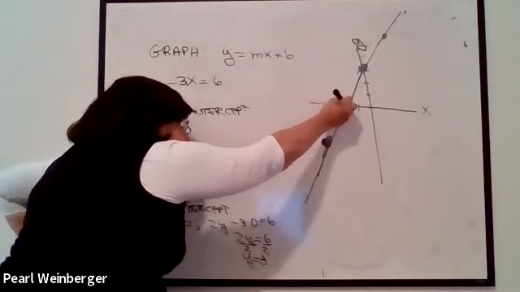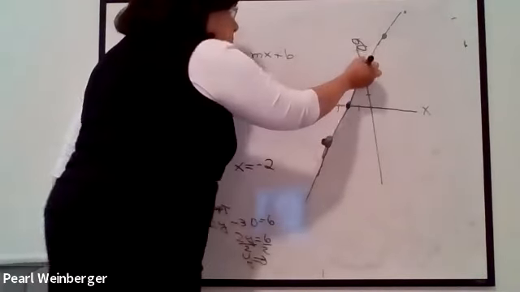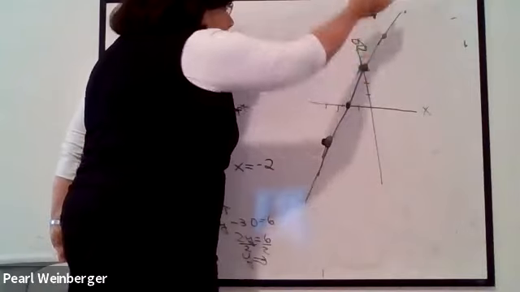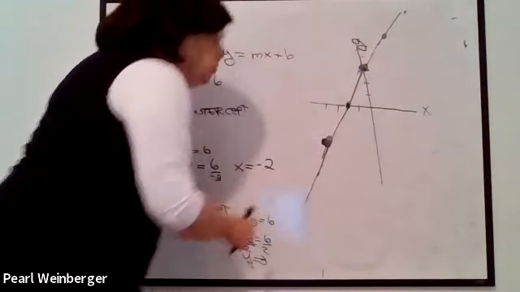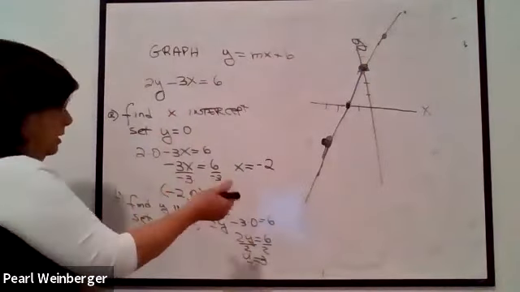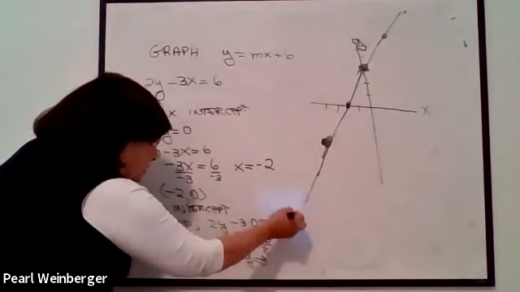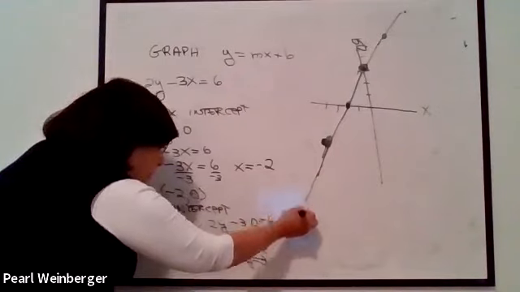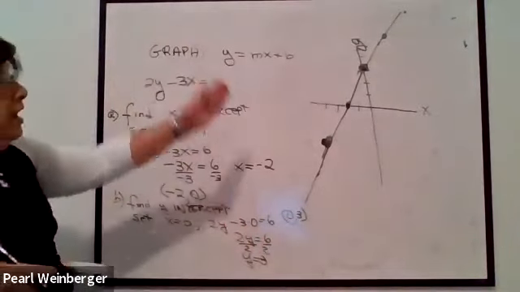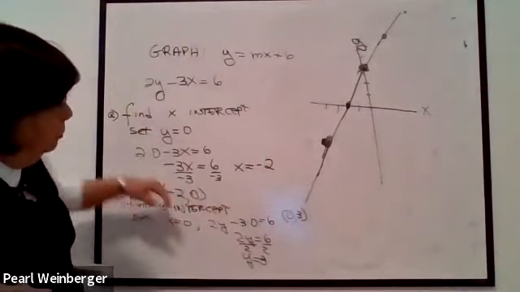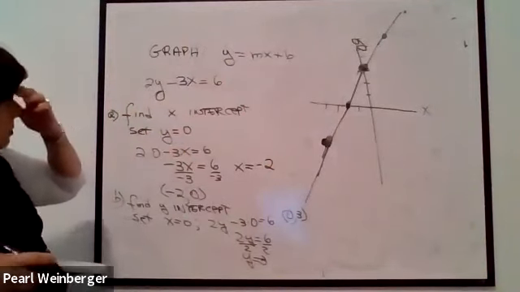Notice if you just plot these 2 points, your x-intercept and your y-intercept, you could also use them to graph the line. Again, the correct way of writing this is (0, 3), because when we're on the y-axis, x is 0. When we're on the x-axis, y is 0.